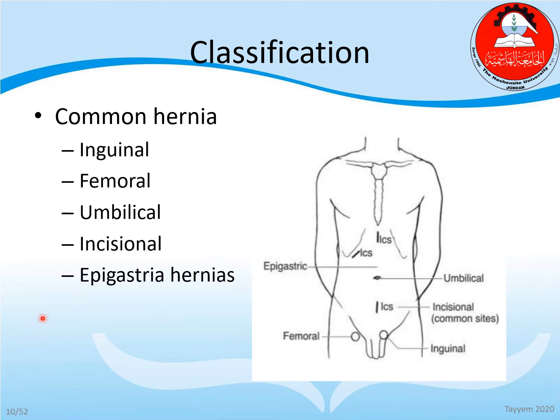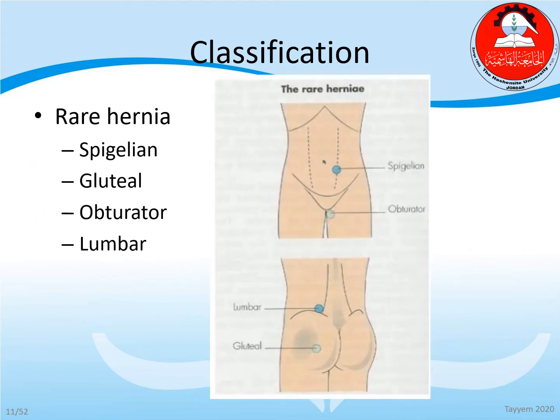There are several types of hernia. The commonest are inguinal, femoral, umbilical, incisional, and epigastric. The less common hernias include spigelian, gluteal, obturator, and lumbar.